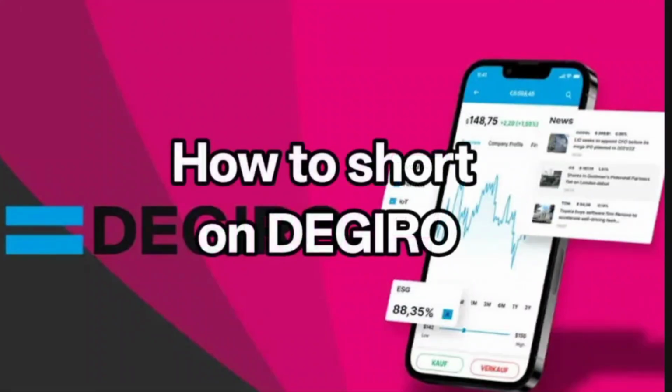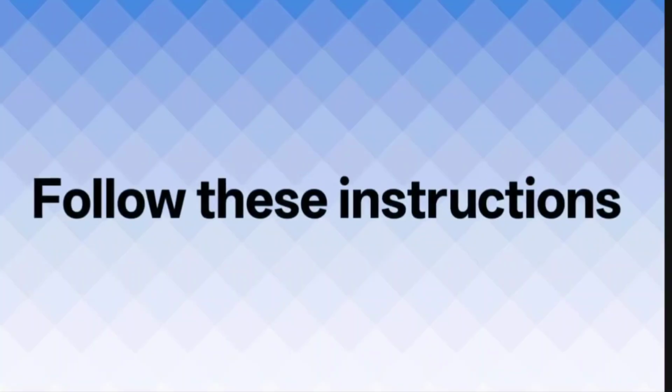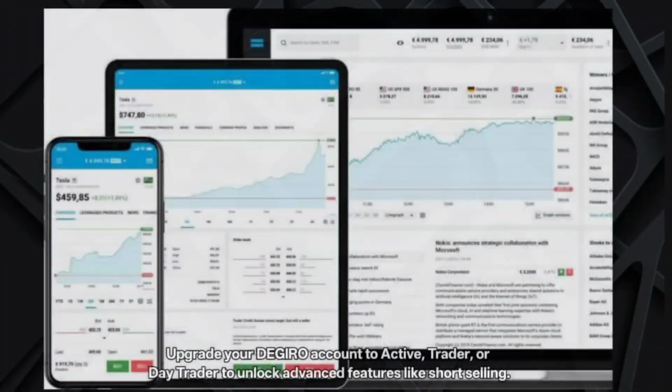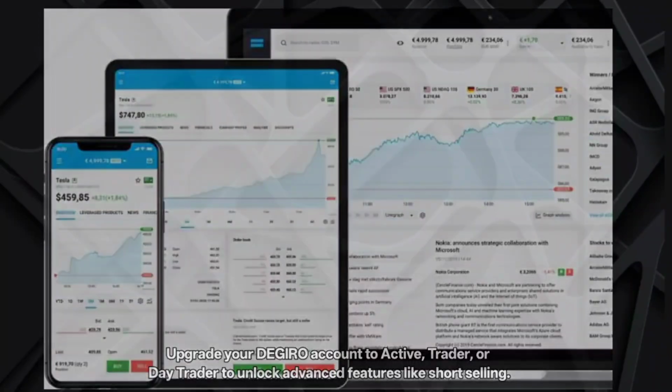How to short on DeGiro. Follow these instructions. Upgrade your DeGiro account to Active, Trader, or Day Trader to unlock advanced features like short selling.